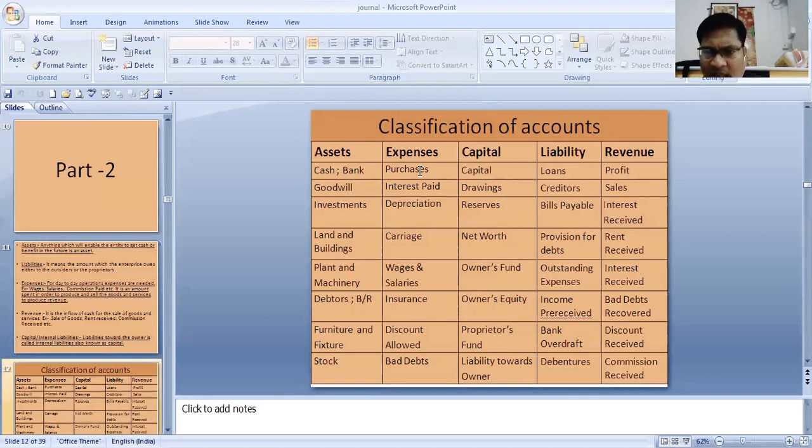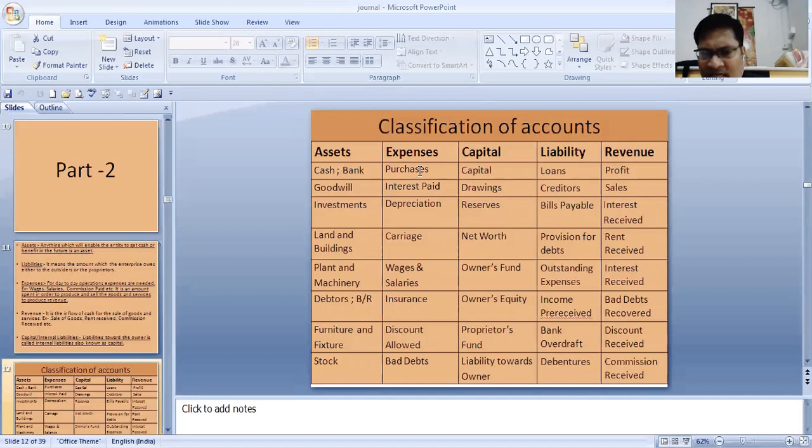Next is liability, that is loans, creditors, bills payable. These are liabilities. The business needs to pay all this. Loans need to be paid over a long period of time, creditors and bills payable in a short period of time. Provision for bad debts is also a liability. Provision is created to overcome the losses incurred from the debtors. That means those debtors who will not pay the money, for them beforehand we take out some money from the profit and create a provision.